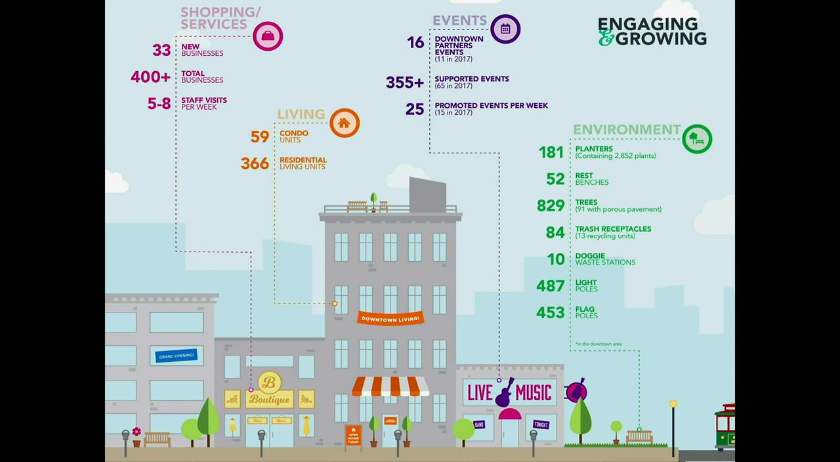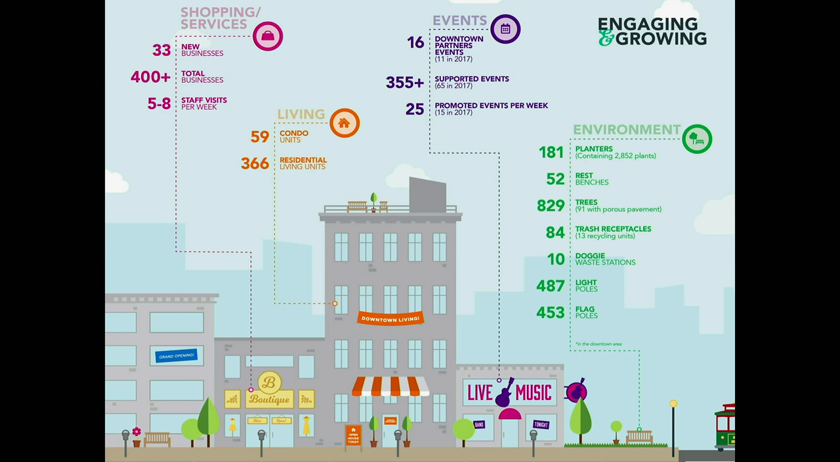What it shows you is basically some stats on shopping. We had 33 new businesses, living units, residential. We're going to see an increase in those, so this just kind of helps us track where that's at. Also events, what we support, what we work with, and how we do. 355 supported events this year. It's been a busy year in downtown, and this summer looks to be no different.